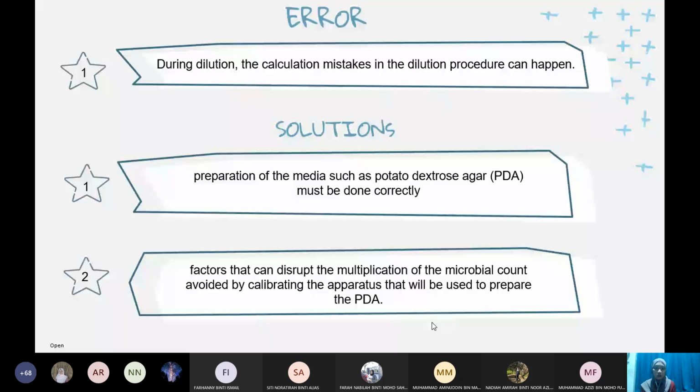For the better solution, preparation of the media must be done correctly. Factors that can disrupt the multiplication of the microbial count can be avoided by calibrating the apparatus that will be used to prepare the PDA. And for the precaution, next slide.